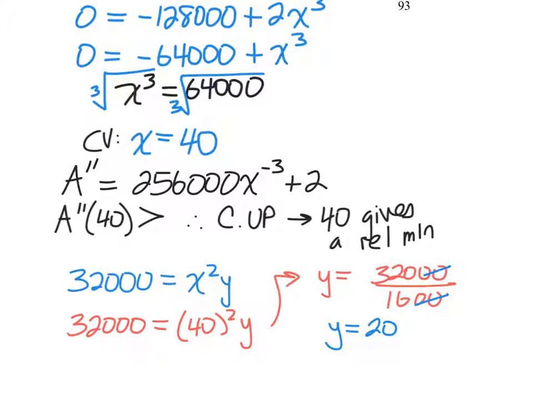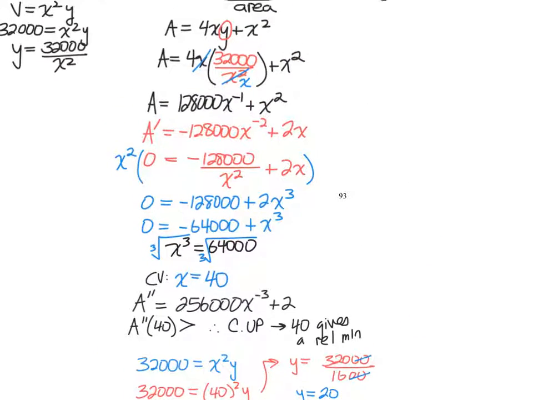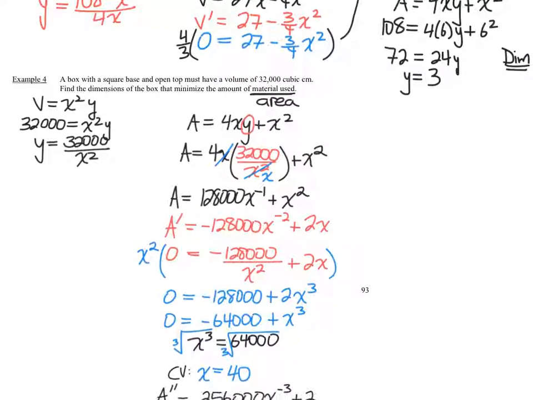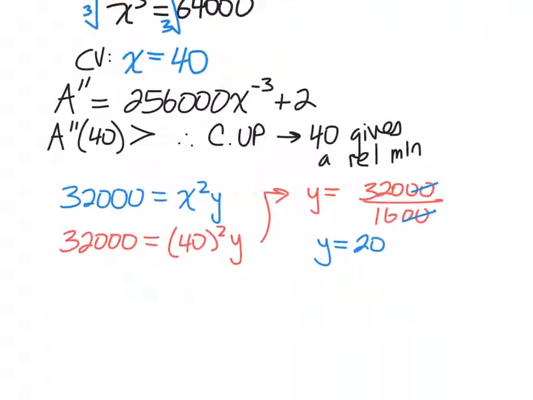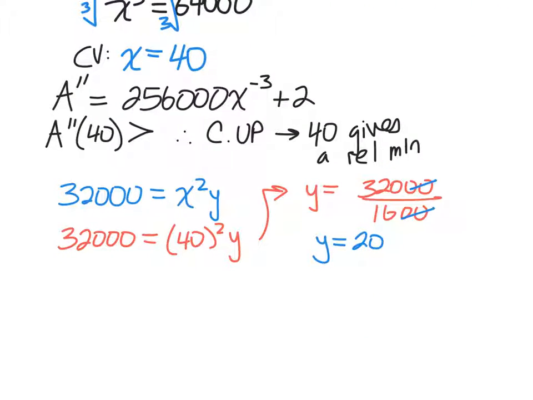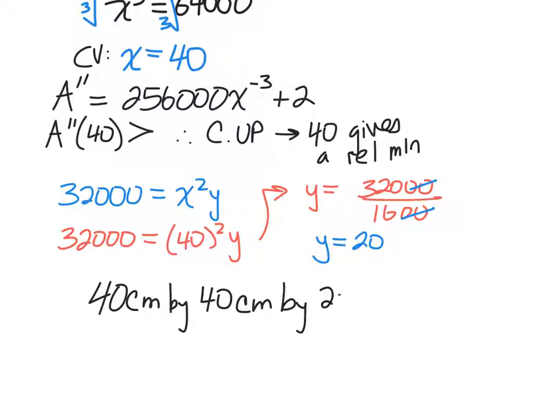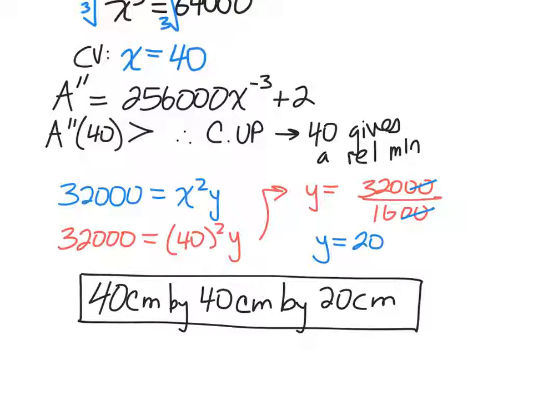All right, then I just have to go back for a sec here and find the units. Centimeters. So dimensions are what we were looking for. It would be 40 by 40 by 20. 40 centimeters by 40 centimeters by 20. And there it is.